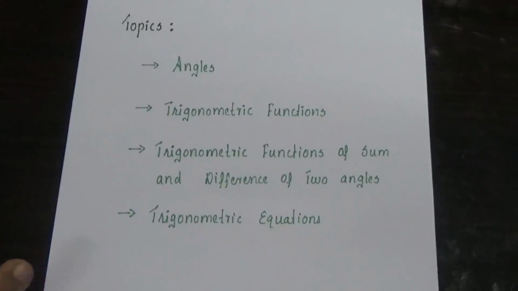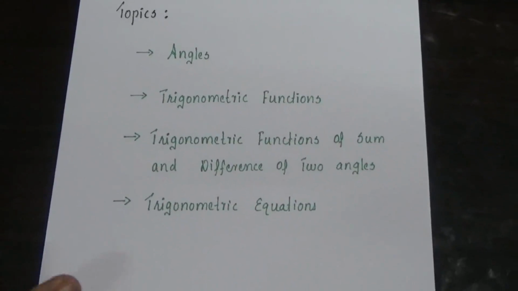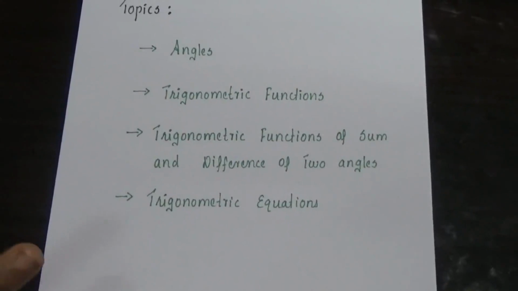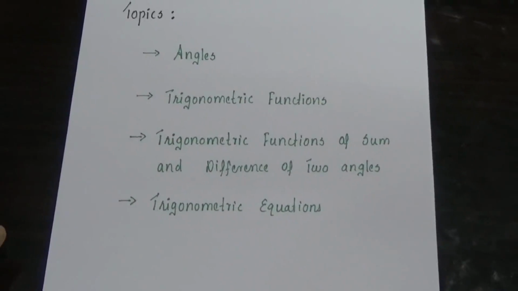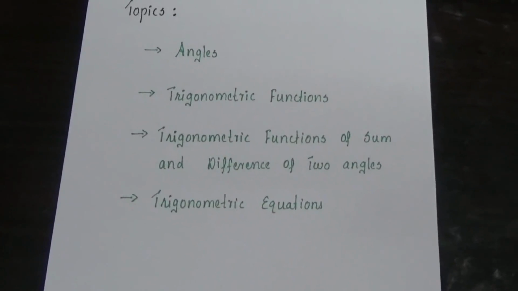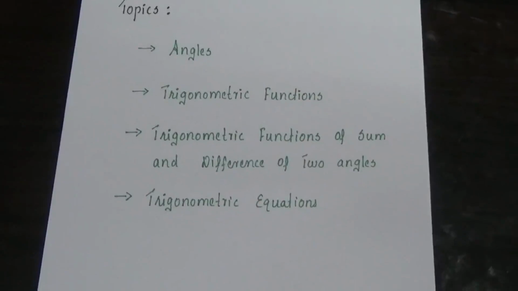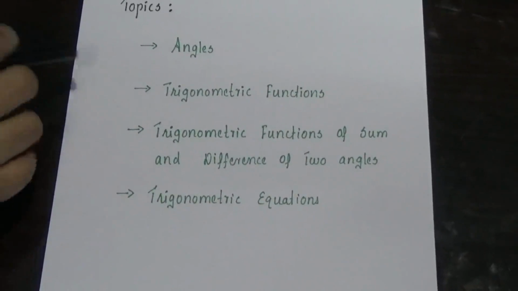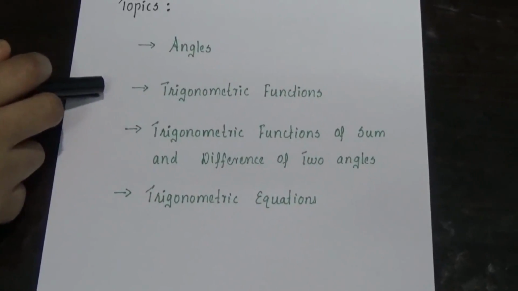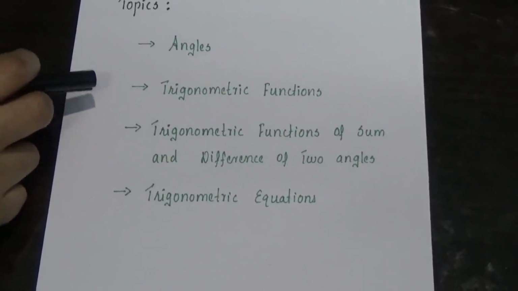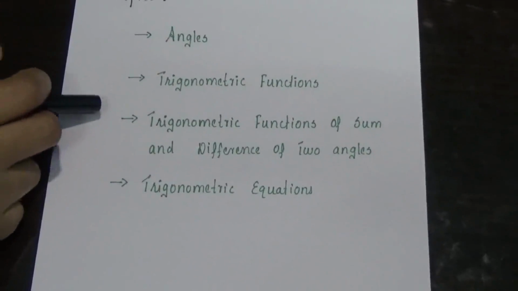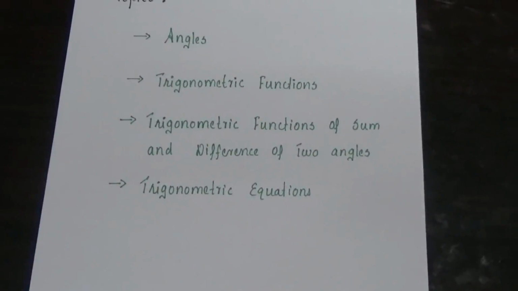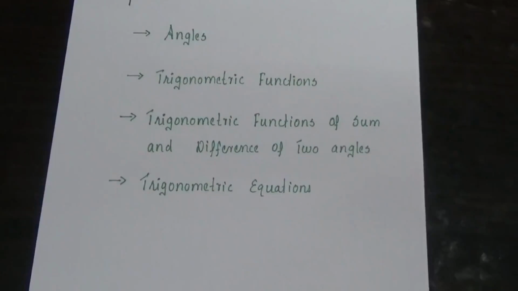We have also studied trigonometric identities and application of trigonometric ratios in solving the problems related to heights and distance, angle of elevation and angle of depression. Here we study trigonometric functions. That is, here we generalize the concept of trigonometric ratios to trigonometric functions and their properties. Okay, so let's go to the chapter. The first topic, angles.